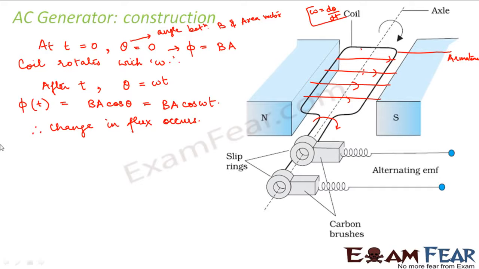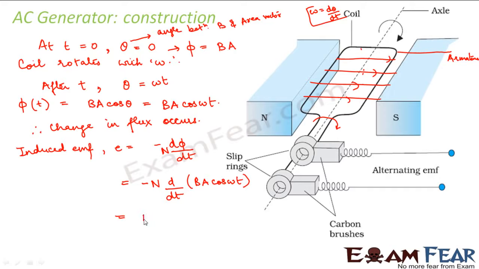Now since there is a change in flux, according to Faraday-Lenz law, there is an induced EMF in the coil. This induced EMF is given by minus d phi by dt. If this coil has n number of turns, then we can write it as minus n d phi by dt. So this becomes minus n d by dt of BA cos omega t, which is equal to n BA omega sin omega t. This becomes the value for induced EMF.